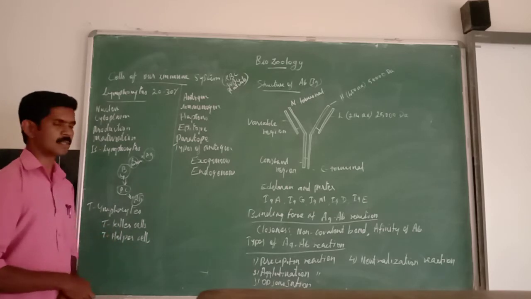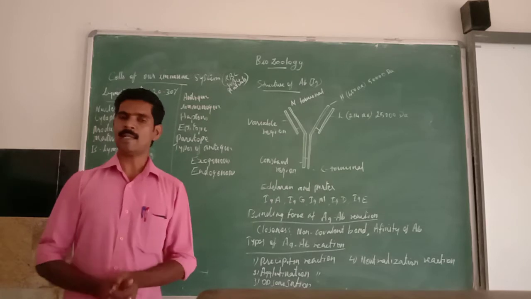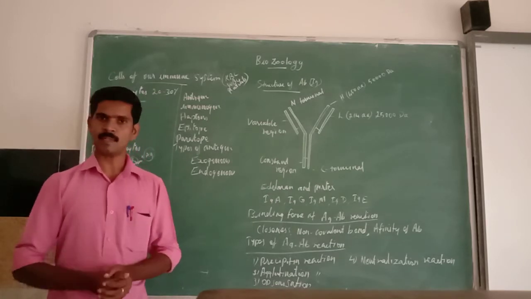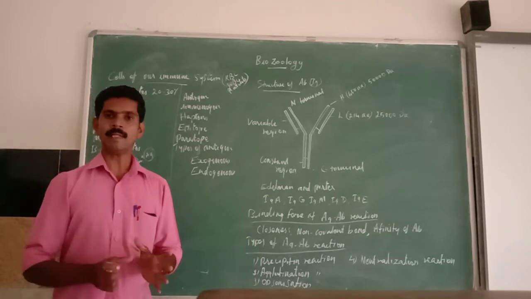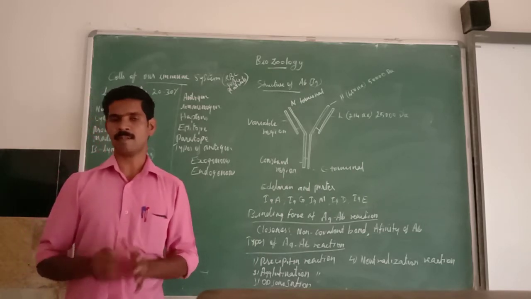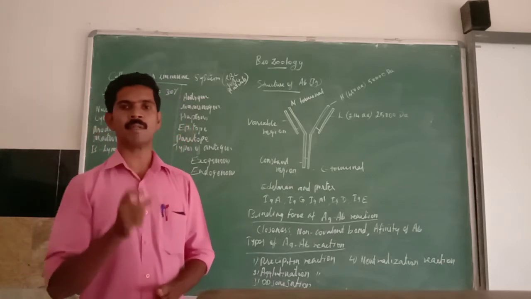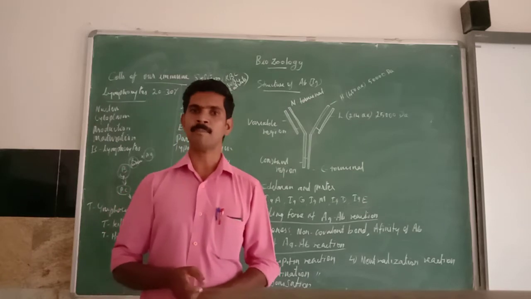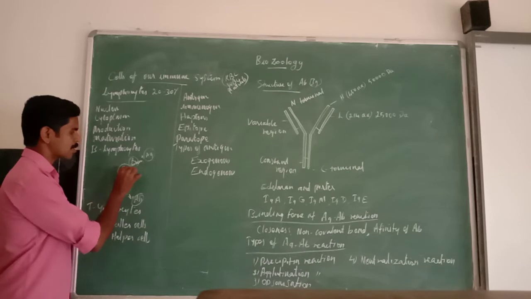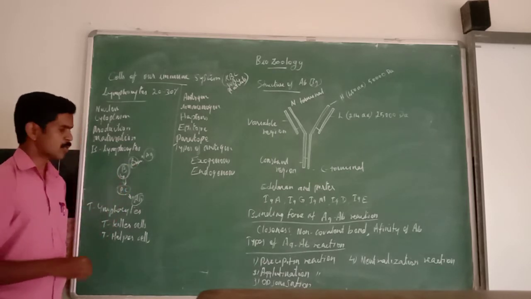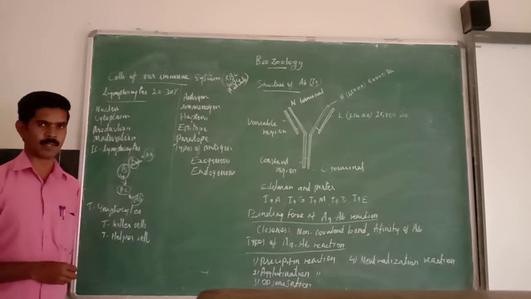Next, when a pathogenic microorganism or an antigen comes into contact with our B lymphocyte, the B lymphocyte is immediately activated. This is because on the outer surface of the B lymphocyte, a protein is there. This protein is called a receptor protein. Just imagine this is the B lymphocyte, and on its outer surface a protein molecule is there, called the receptor protein.